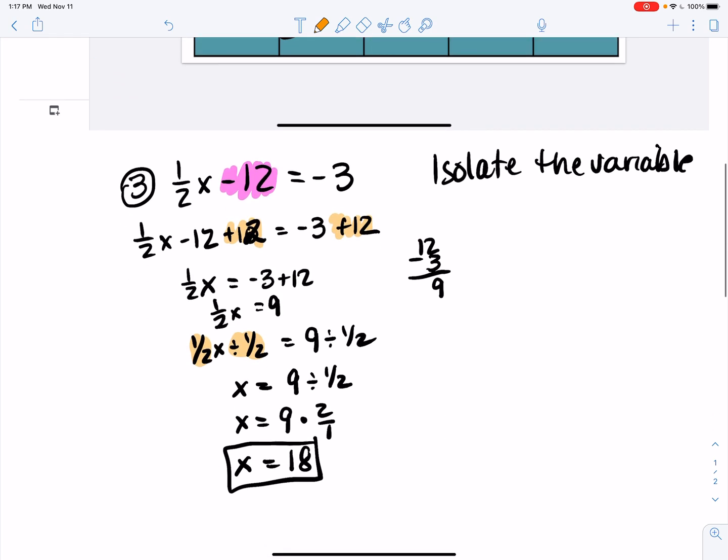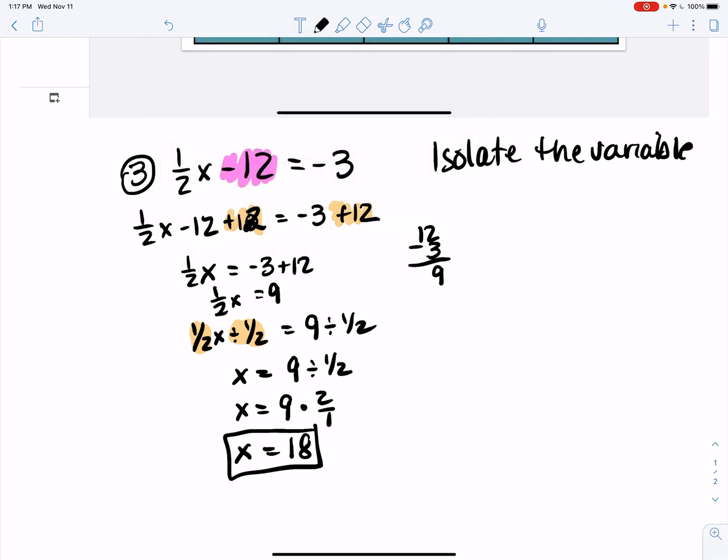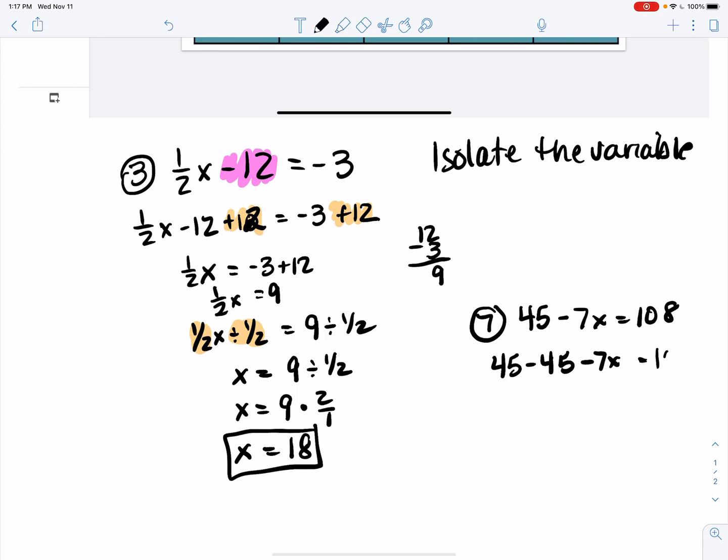Okay, we're going to do number 7. Number 7 is 45 minus 7x equals 108. Now that 45 is in front, but it is a positive 45. So in order to get rid of 45, I have to subtract 45. So I'm going to do 45 minus 45 minus 7x. That sign has to stay with that -7. Equals 108. Since I subtracted 45 on this side, I have to subtract 45 on this side too.